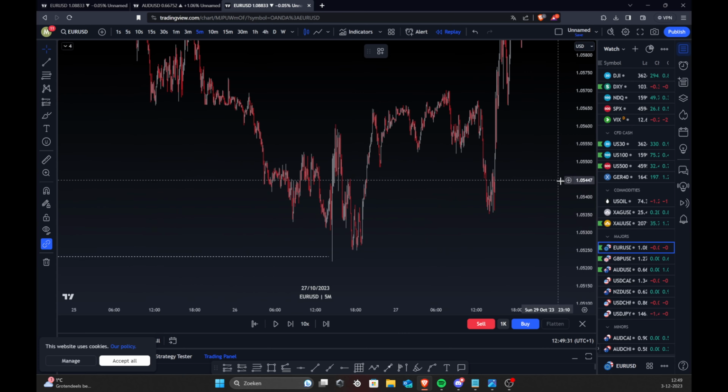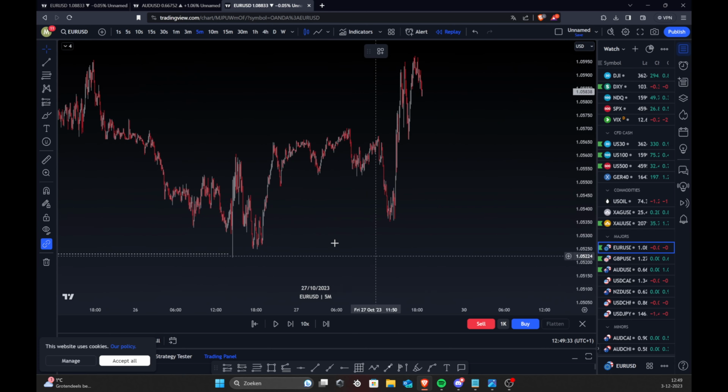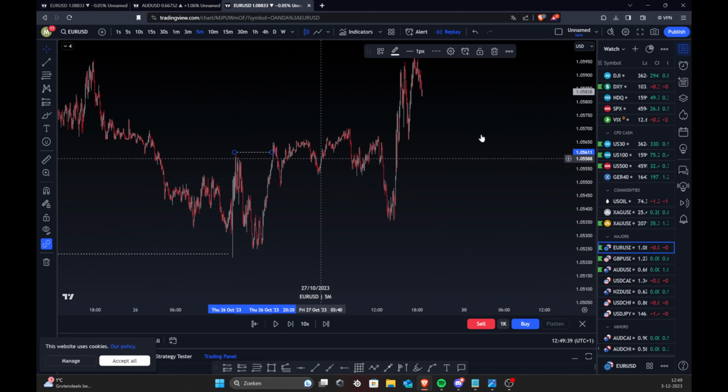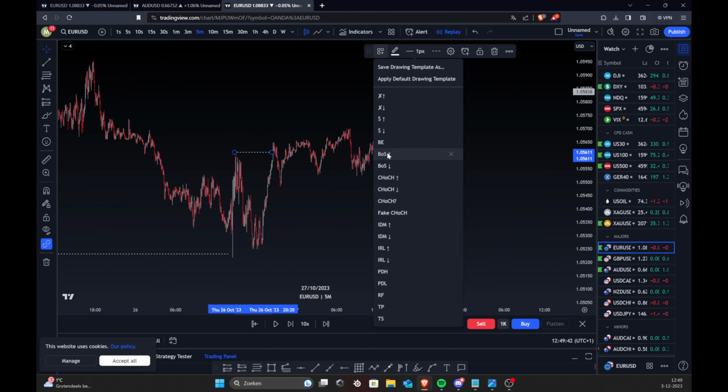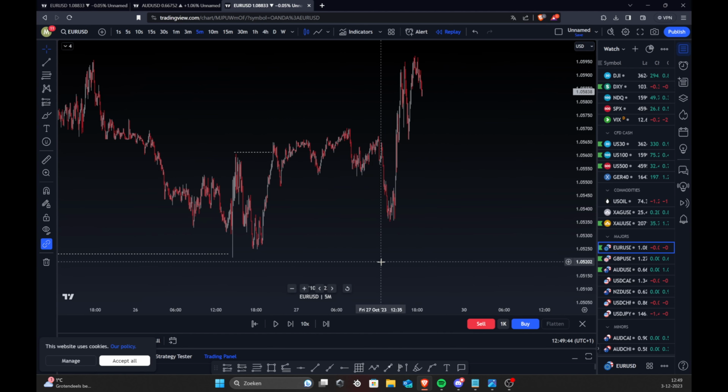So from here, what do you want to see? Again, you want to see a change of character, which is this one, or maybe even this one. Doesn't really matter. It shows here we are starting to uptrend again.